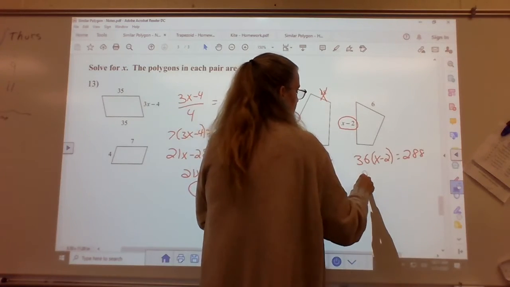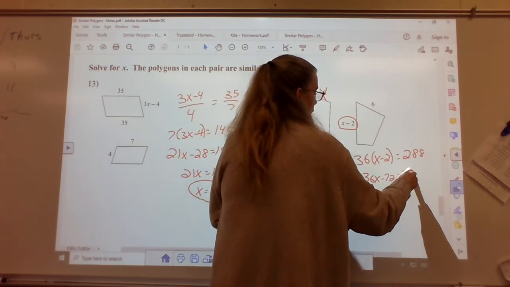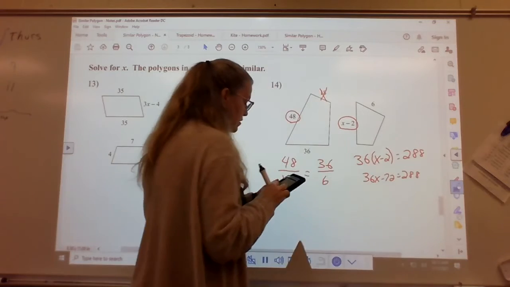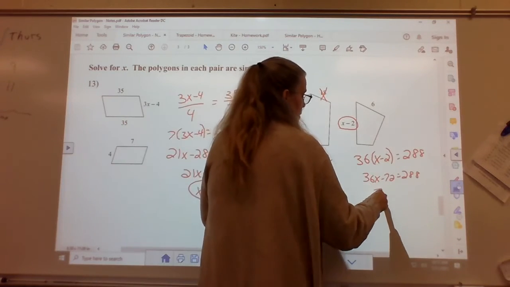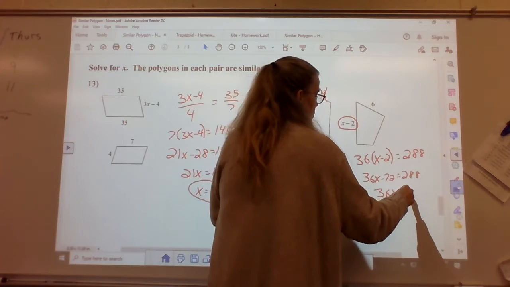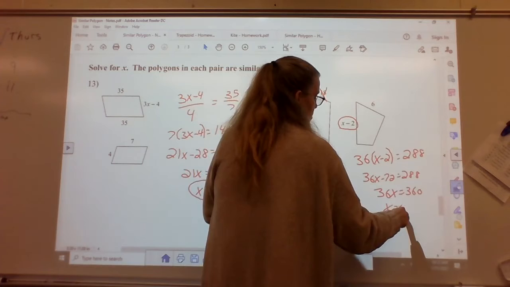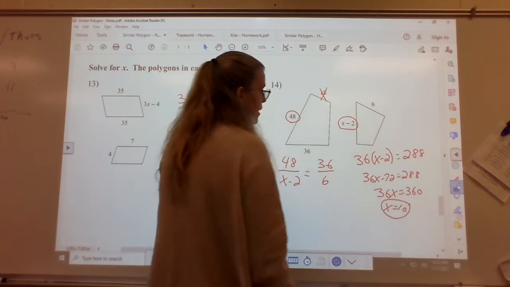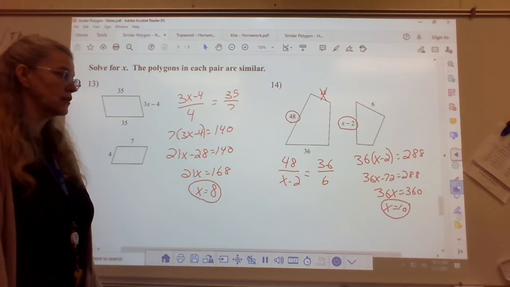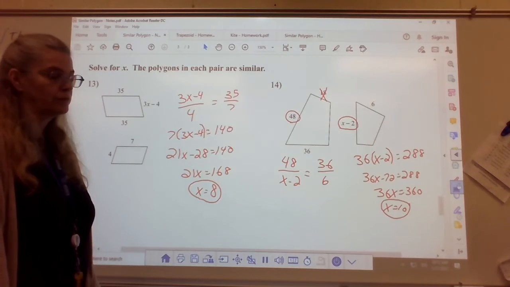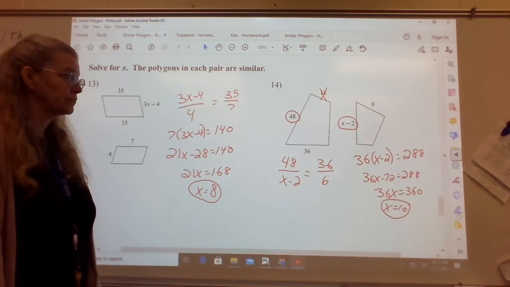Distribute the 36. Add the 72. I get 360. So 36x equals 360. Divide by 36, x equals 10. So the x is 10. I'm not saying that the side's 10, I'm saying that x is 10. So x is 10. Any questions on, or of course I can't say if there's any questions. So that's number 14. 2 to go.